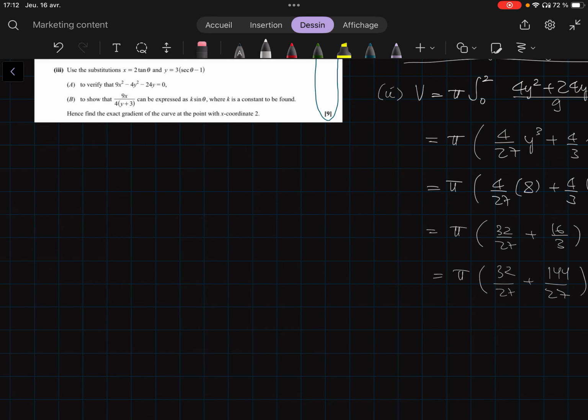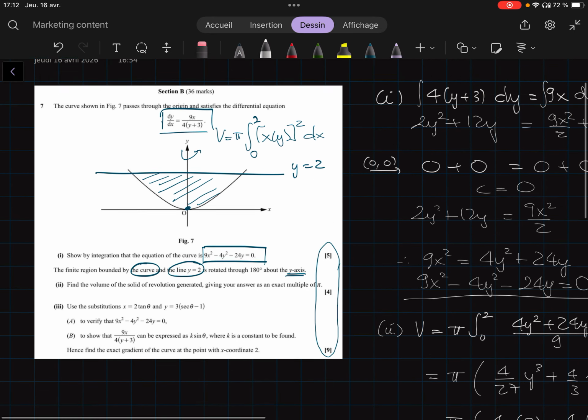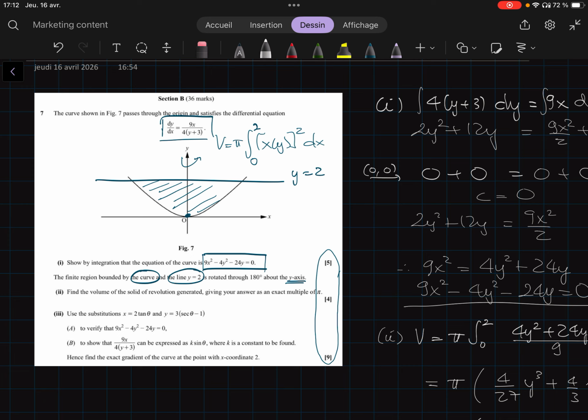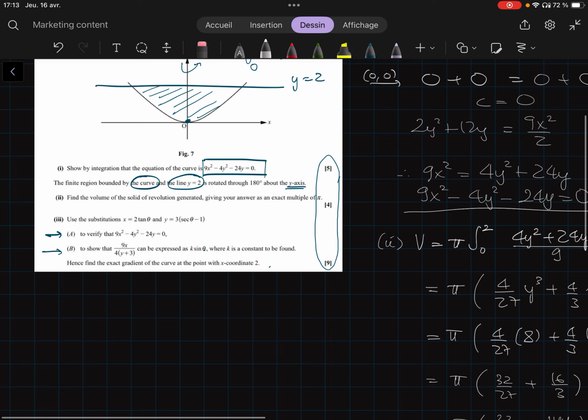Part 3. If x is 2 tan of theta, y is 3 times sec of theta minus 1, you are asked to first verify this expression, this identity, and then show that this is true and hence find the gradient of the curve. Interesting. Let's start part 1, or part A.